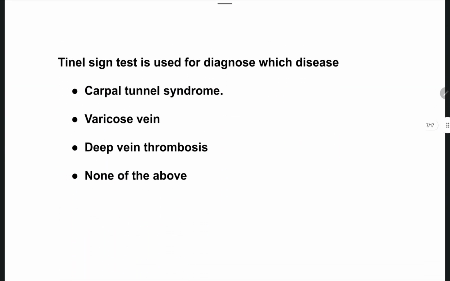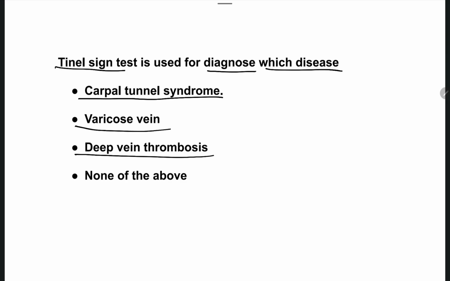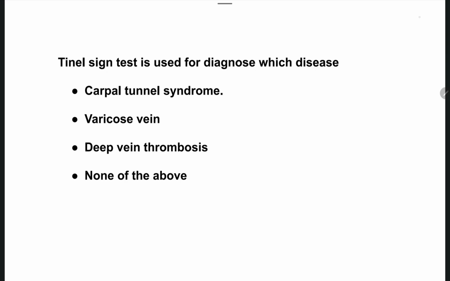The next one is, Tinel sign is used for diagnosis of which disease? Options are carpal tunnel syndrome, varicose veins, deep vein thrombosis, none of the above. The right one is option A, carpal tunnel syndrome. So what is Tinel sign?